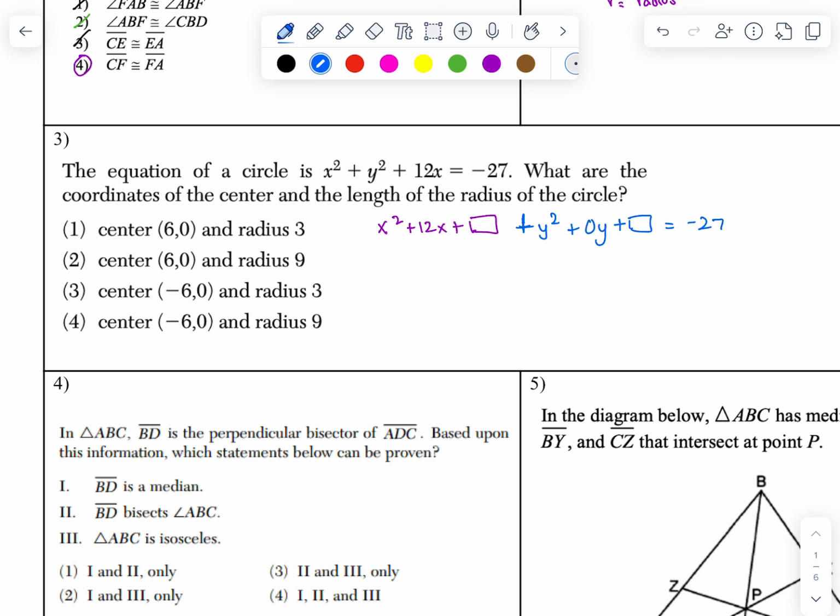The constant should be by itself on the other side of the equal sign, so it's already in a good spot, that negative 27. And then if I'm adding two numbers to the left, I have to also add them to the right. Remember, the easy way to find the number that completes the square is by using the formula b over 2 squared. For the x coordinates, 12 would be our b coefficient. So b over 2 squared would be 12 over 2 squared. That's 6 squared, which is 36. So 36 is the number that completes the square.